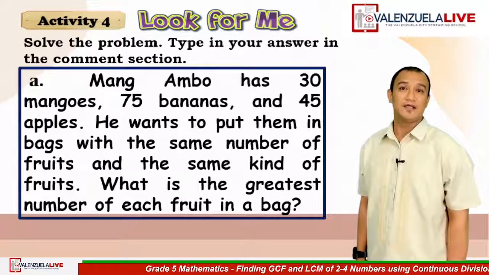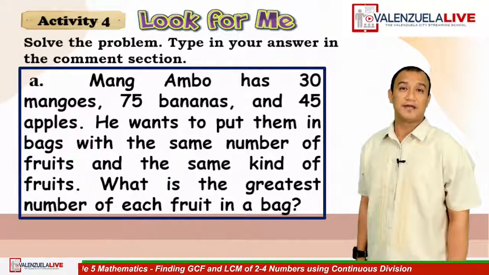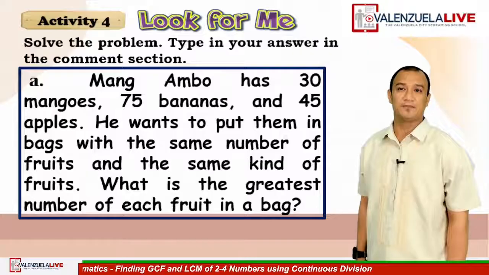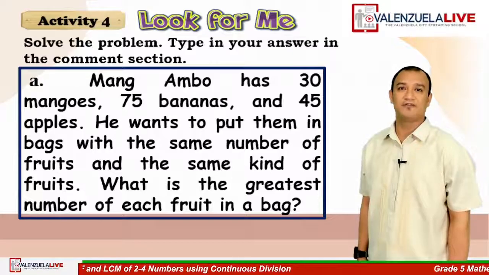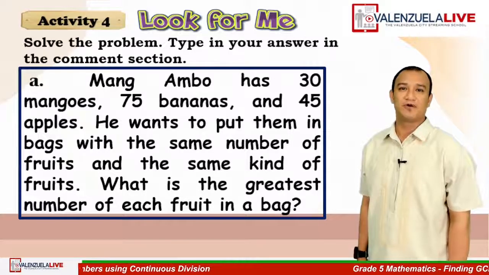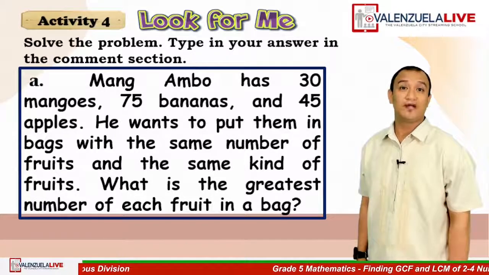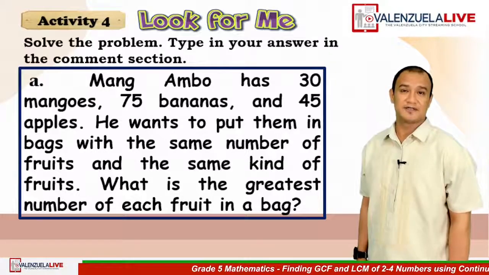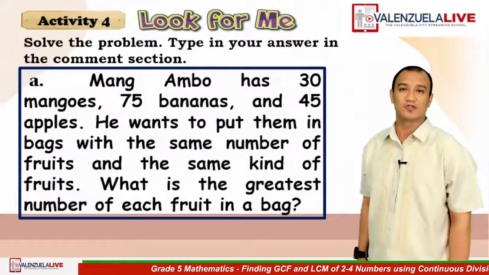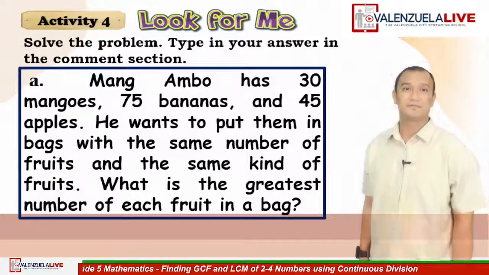For letter A, Mang Ambo has 30 mangoes, 75 bananas, and 45 apples. He wants to put them in bags with the same number of fruits and the same kind of fruits. What is the greatest number of each fruit in a bag? So in this problem, we are going to find the GCF of the given numbers using continuous division. Your 60 seconds starts now.